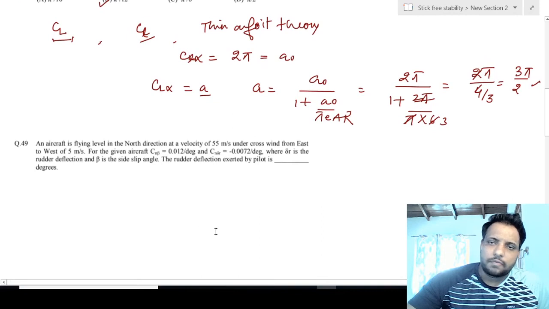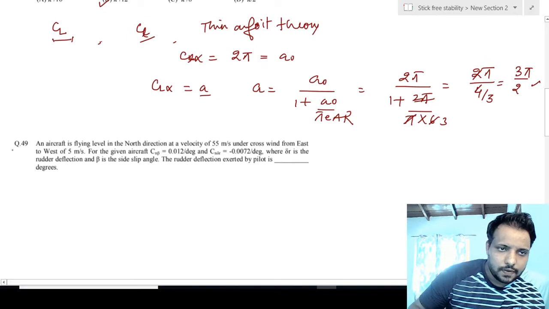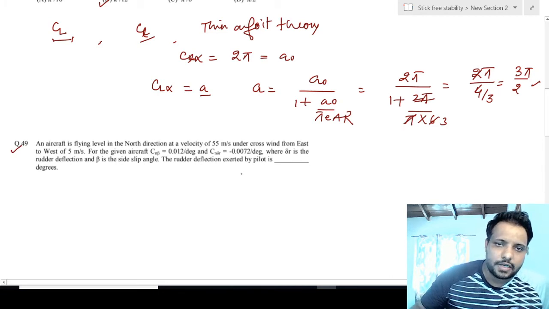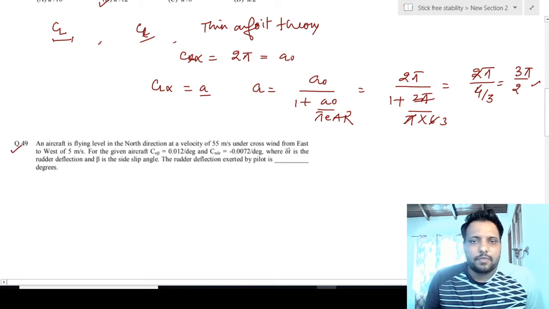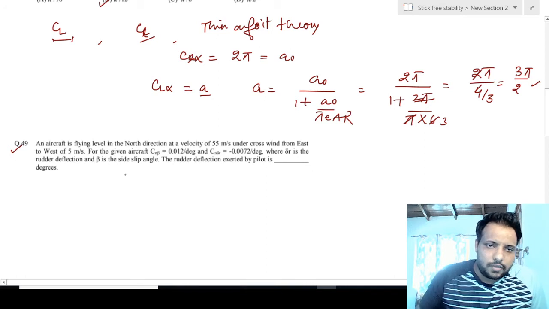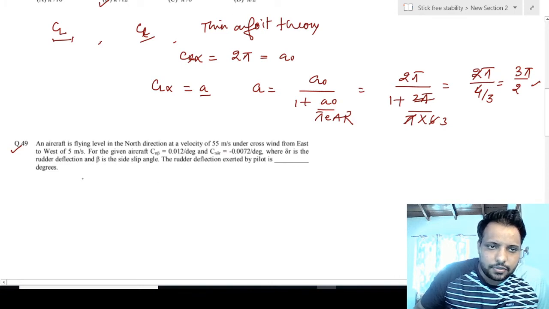Next is question number 49. In question number 49, an aircraft is flying in the north direction at a velocity of 55 meter per second under crosswind from the east to west. For a given aircraft, Cn beta is 0.012 and Cn delta R is this. So we have to find out the delta R here.